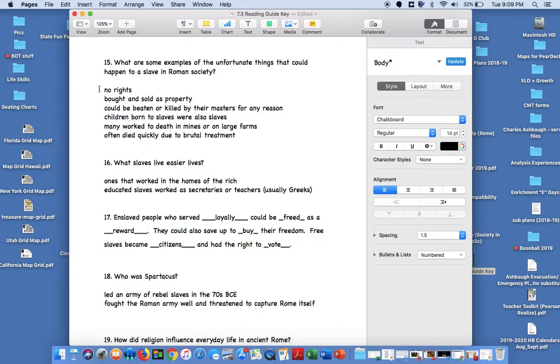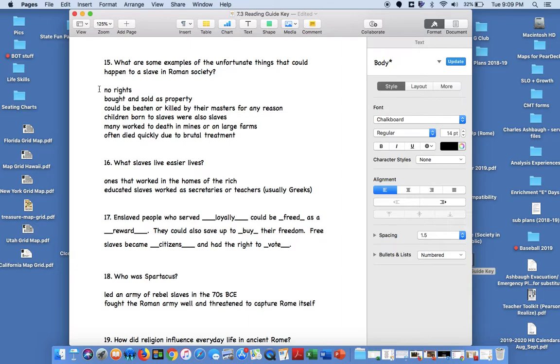There were some slaves that lived easier lives, and basically they were the ones that were educated. Usually they were Greeks, left over from Alexander's empire. They worked in the homes of the rich, sometimes as secretaries, and a lot of times as tutors, because if you had this valuable skill, if you could read and write and teach, it'd be a waste to shove you into a mine somewhere and have you die at age 30. So a lot of rich families would pick up these educated slaves and make them work in the homes. Sometimes these people were treated very well, almost like family.